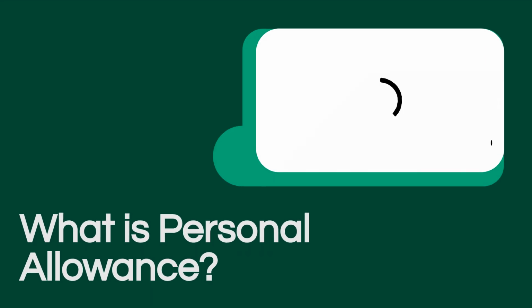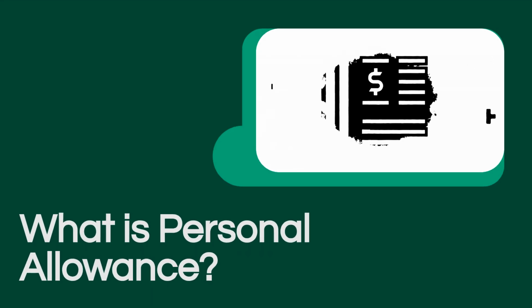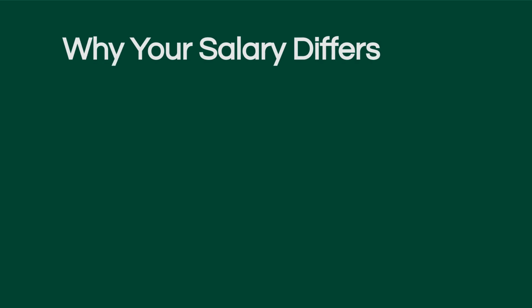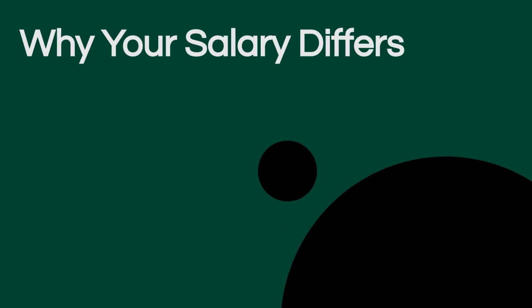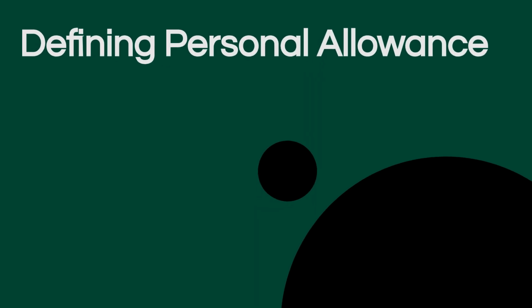The personal allowance is the amount of income you can earn before you start paying income tax. Your total salary is not taxed uniformly. Only specific portions fall into different tax bands. Think of the personal allowance as a tax-free layer at the bottom of your income structure.